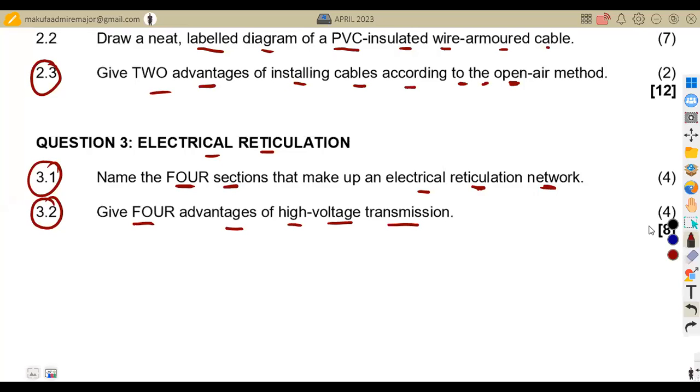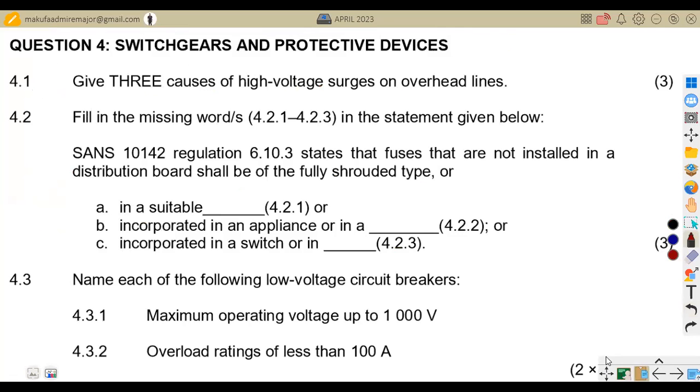All right, so just 4 marks for that, which is important for us to know these basics. That is the major part to understand our basics in this case. Question 4.1, we are now asked to give 3 causes of high voltage surges on overhead lines in this case. All right, so we're talking about overhead lines in this case. What are the causes that we can end up having these surges in this case?